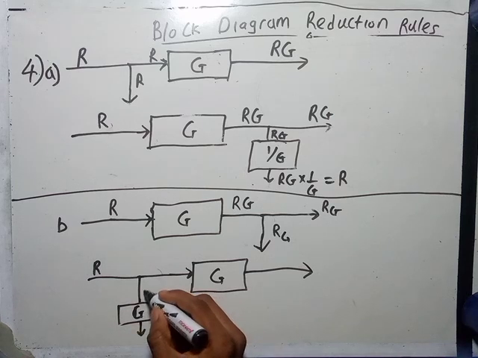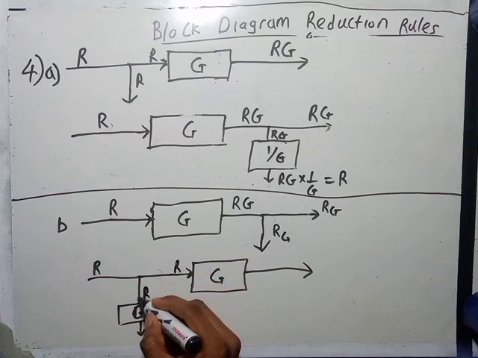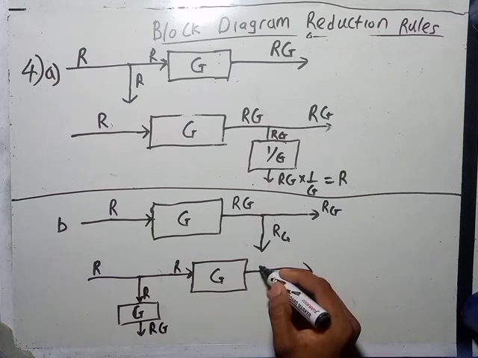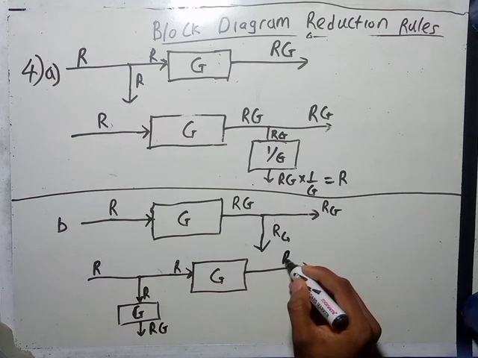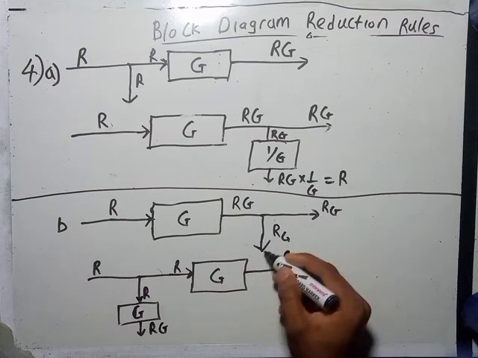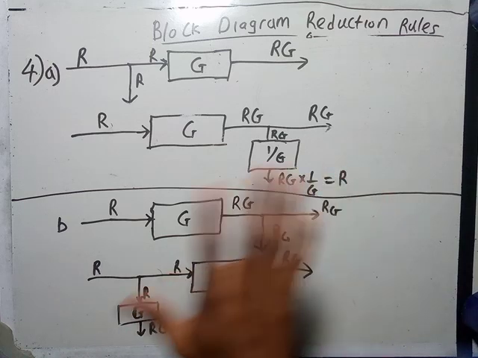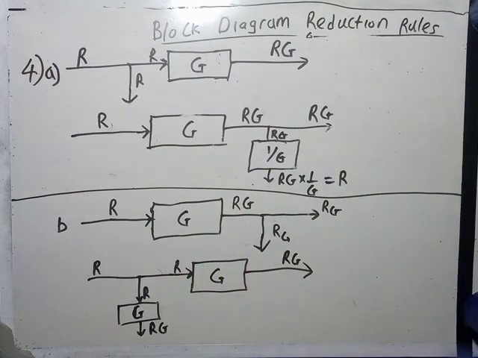So as it gets here, it becomes what? Rg. As it gets here, it becomes what? Rg. So our two outputs remain what? The same. Our two outputs remain the same. Nothing changes in them. So this is for your branching point or your takeoff point.